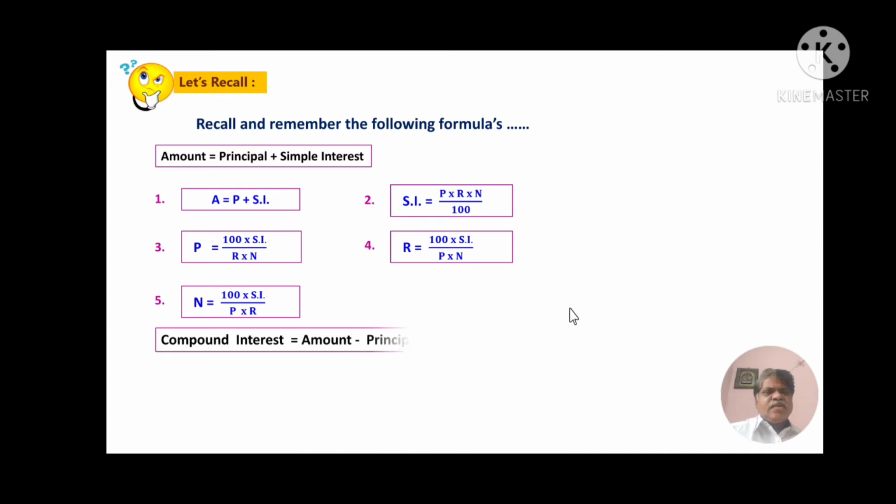Similarly, for compound interest, we can write compound interest is equal to amount minus principal, that is CI is equal to A minus P, and the amount can be calculated as A is equal to P into bracket 1 plus R upon 100 raised to N. So friends, these are very important formulas you have to remember and recall while solving the problems. Now continue with practice set 14.1.